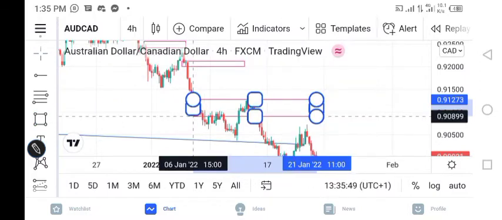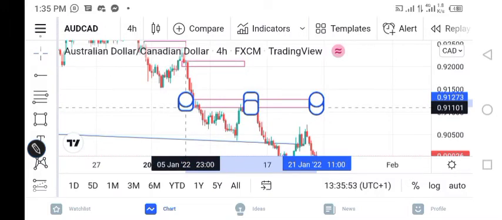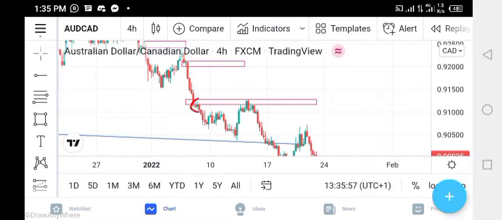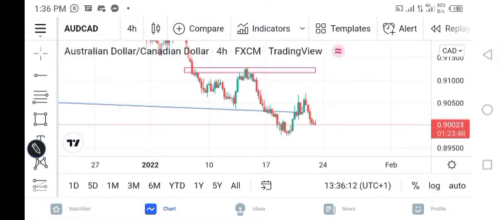This small bullish candle right here before this massive movement down. The market did a retracement back to this point before dropping again. All right, so here is how you continue to spot your demand and supply levels all the time, guys.